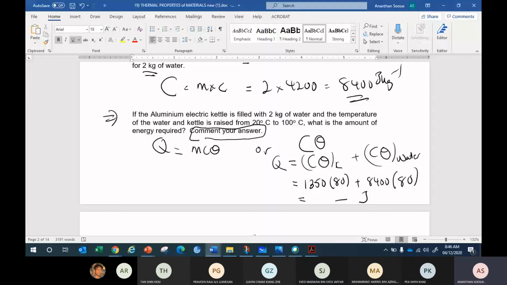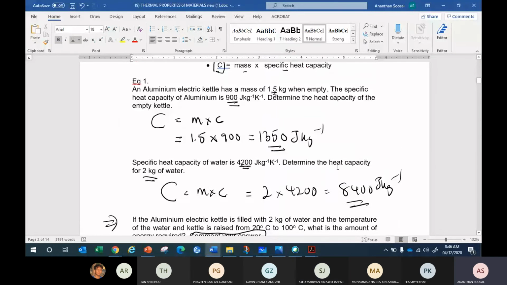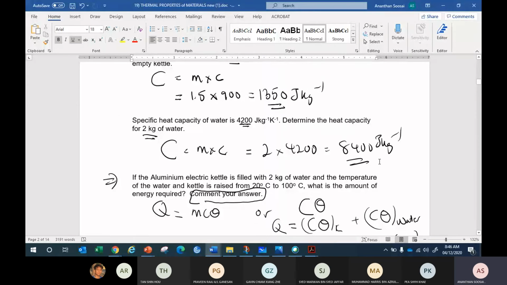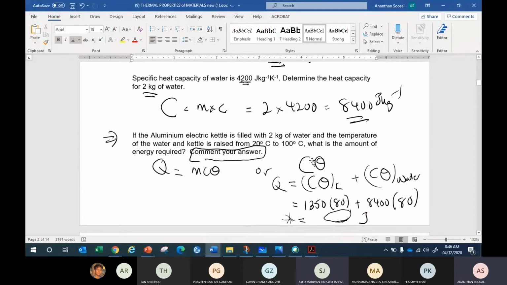So this is the energy required to raise the temperature from 20 to 100 degrees, with one assumption. What is the assumption? No heat is released to the surrounding. There is no energy loss to the surrounding. This is the energy required to raise the temperature of the kettle and the water from 20 to 100. So this is a warm-up question on how heat capacity and specific heat capacity are linked.